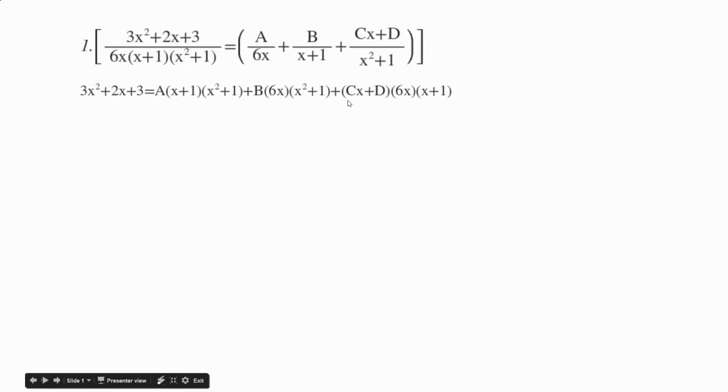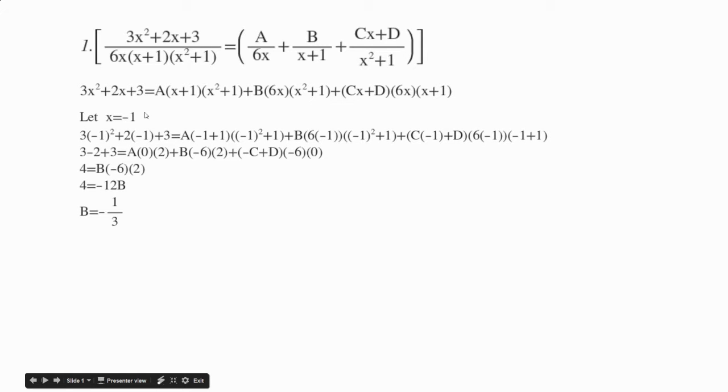And so first, we're going to let x equal negative 1 in order to try to cancel out some factors. If you see right here where you have the x plus 1s, it's going to cancel those factors out to 0. So we're just going to substitute that in for x, and you're going to get 3 times negative 1 squared plus 2 times negative 1 plus 3 equals A times negative 1 plus 1 times negative 1 squared plus 1 plus B times 6 times negative 1 times negative 1 squared plus 1 plus C times negative 1 plus D times 6 times negative 1 times negative 1 plus 1.